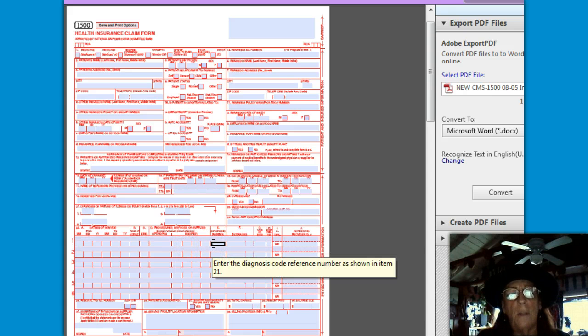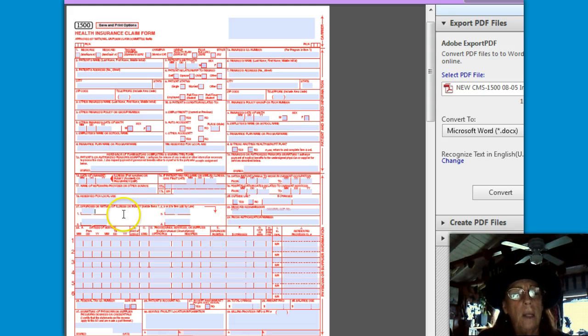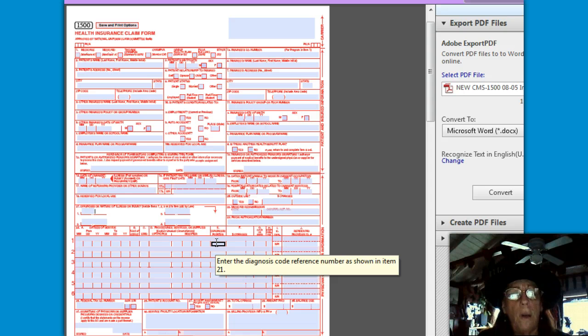This is the diagnostic pointer. So what they're asking you to do is to go back up to block 21, and you can see you have 1, 2, 3, 4 pointers. So instead of writing the diagnosis again, you just bring that number down to here, and you would type in 1, 2, 3, or 4, and you would just match up the service with the diagnosis.